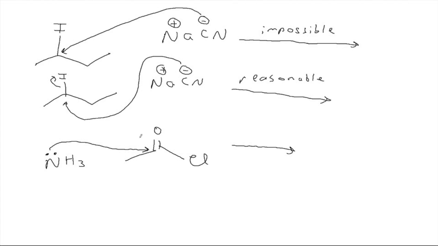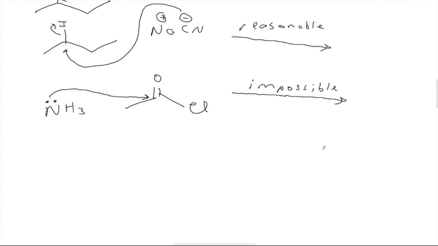Does this seem possible? No. That carbon already has a complete octet. It would need to lose a bond, and it could either lose a pi bond with the oxygen or a sigma bond with the chlorine to make that reasonable. Excellent. That's a good analysis.